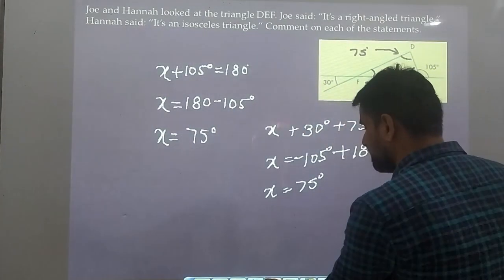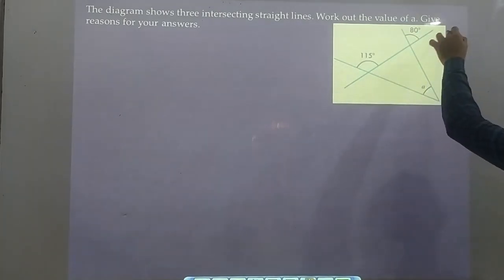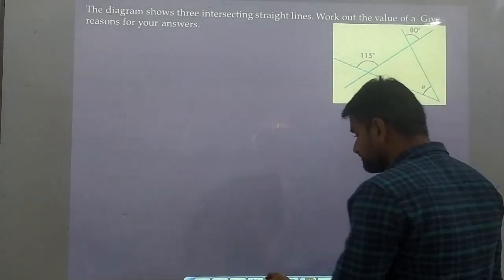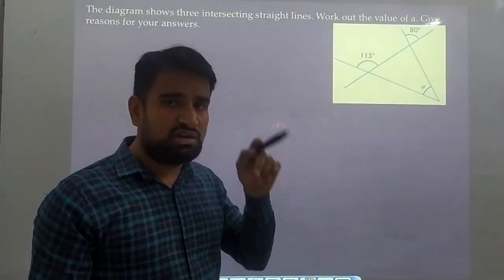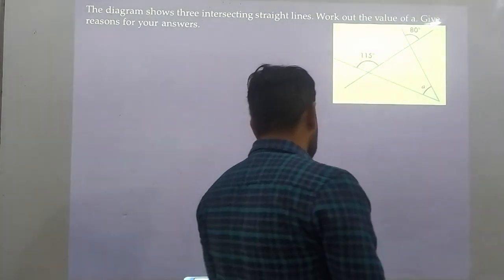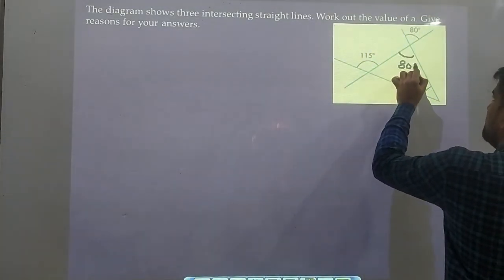Okay, let's move ahead. Next question. The diagram shows three intersecting lines. Work out the value of A. Give a reason for your answer. So here, these are the three lines. And in these three intersecting lines, we already know that the vertically opposite angles are always equal to each other. So if this is 80 degrees, this one is also 80 degrees.